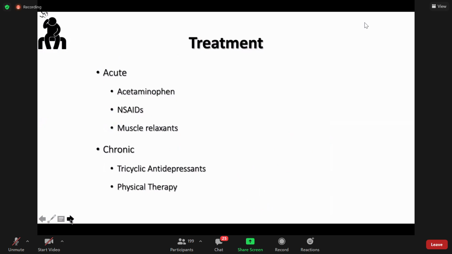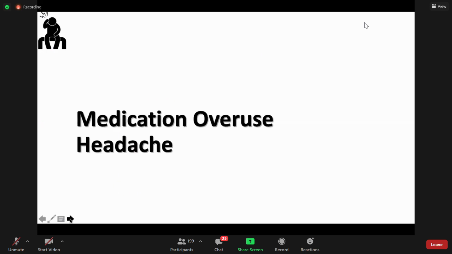Treatment, acutely, like in migraine, we give analgesics, and sometimes muscle relaxants may help. And in chronic treatment, we give tricyclic antidepressants, and physical therapy and an exercise program may reduce tension type headache.